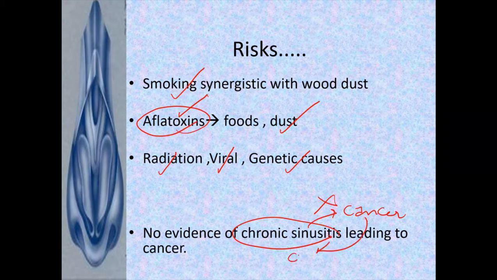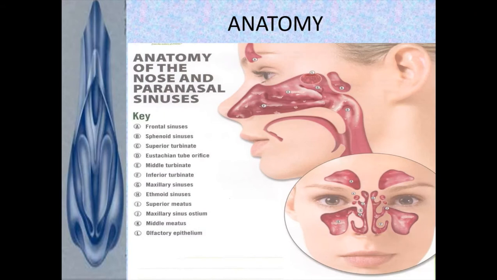The clinical features of cancer are similar to rhinosinusitis only. So they seem to be similar to a sinusitis patient. So these are all the regions, as you know: frontals, sphenoids, and this is the middle turbinate, inferior turbinate, superior turbinate, sphenoethmoidal recess, and this is the nasopharynx region, as you should know.